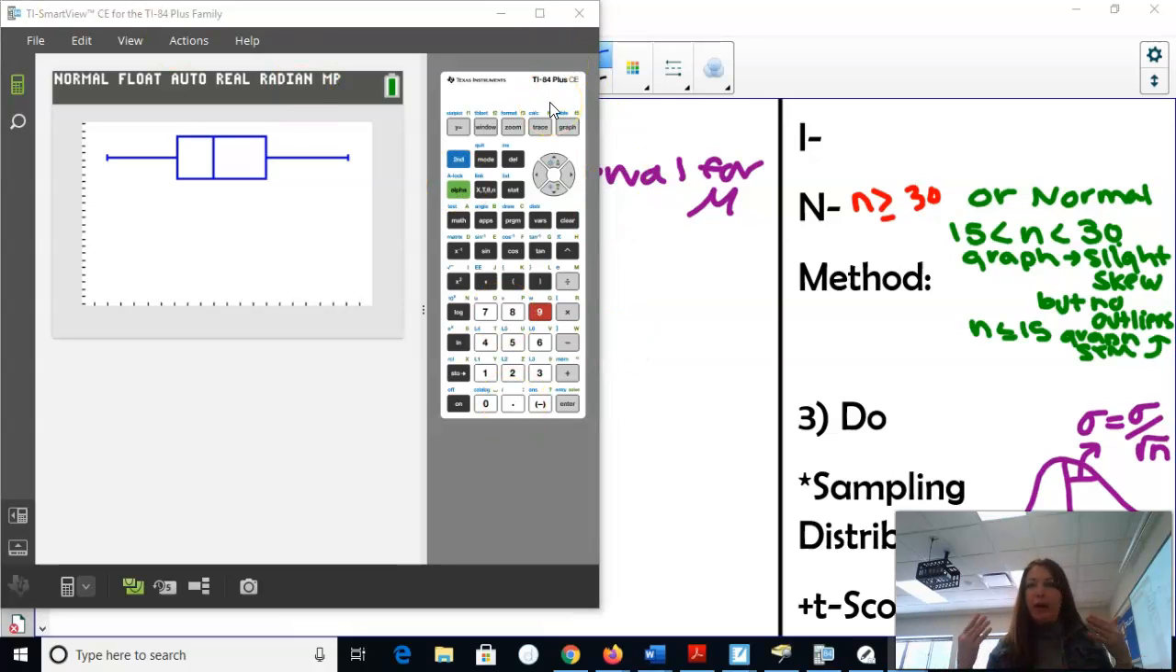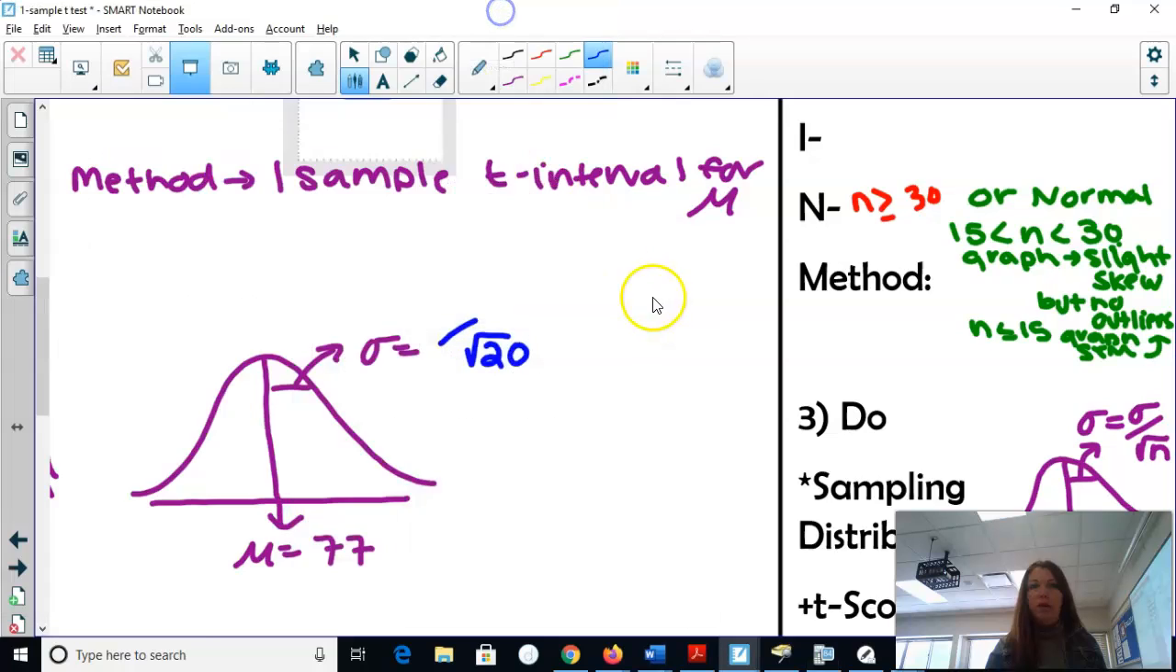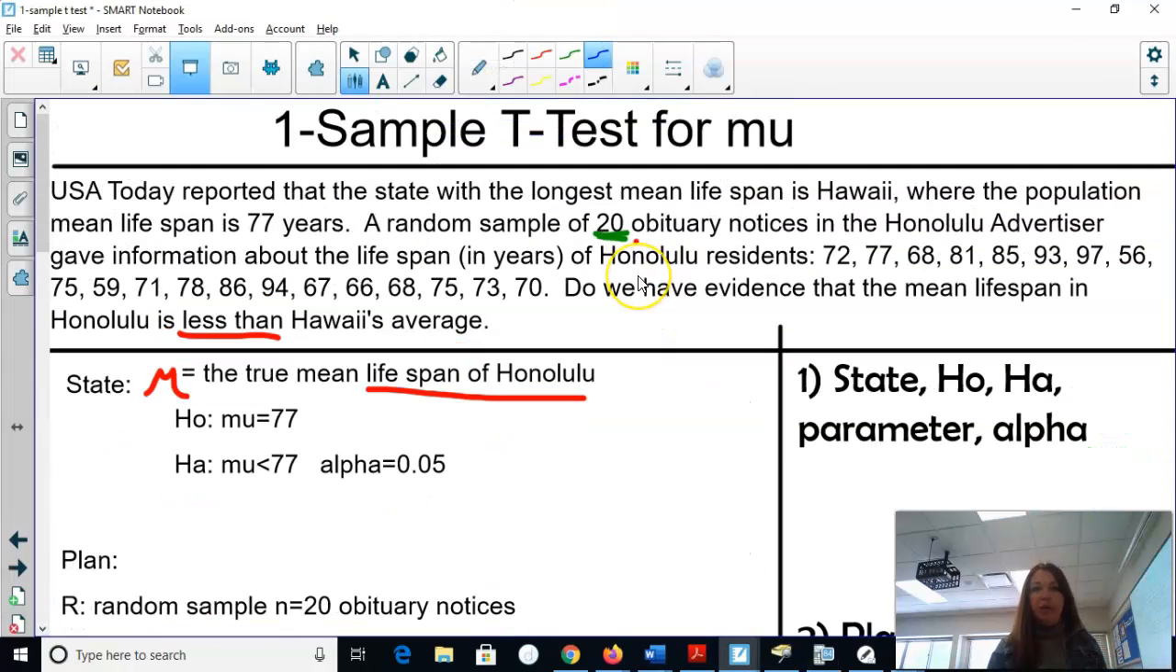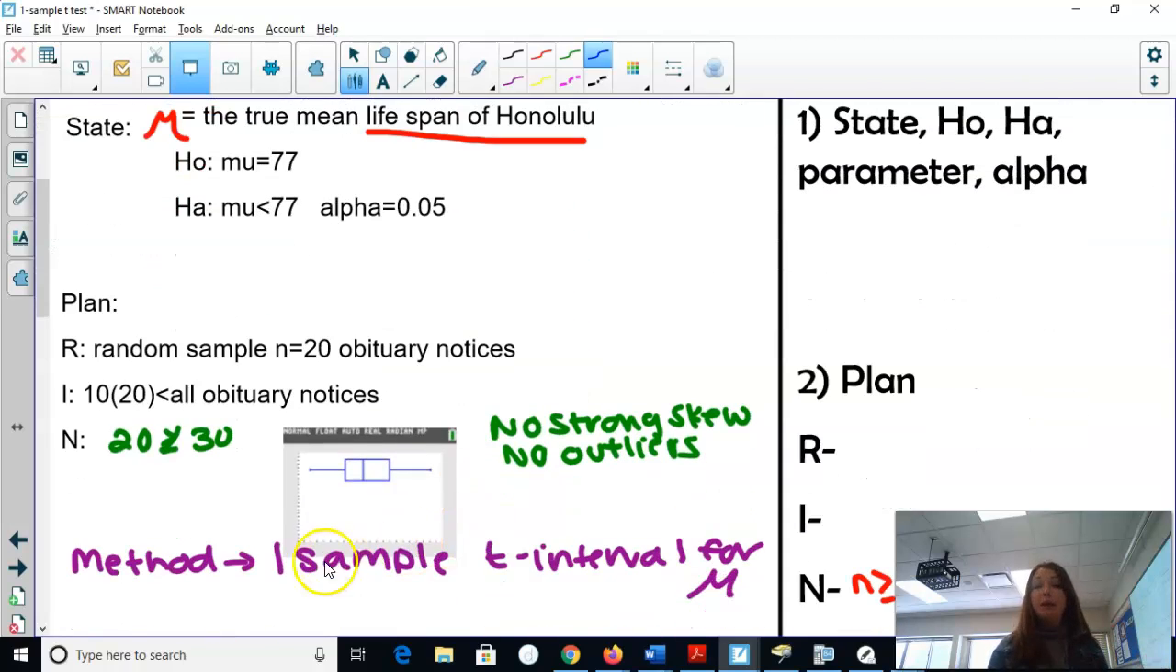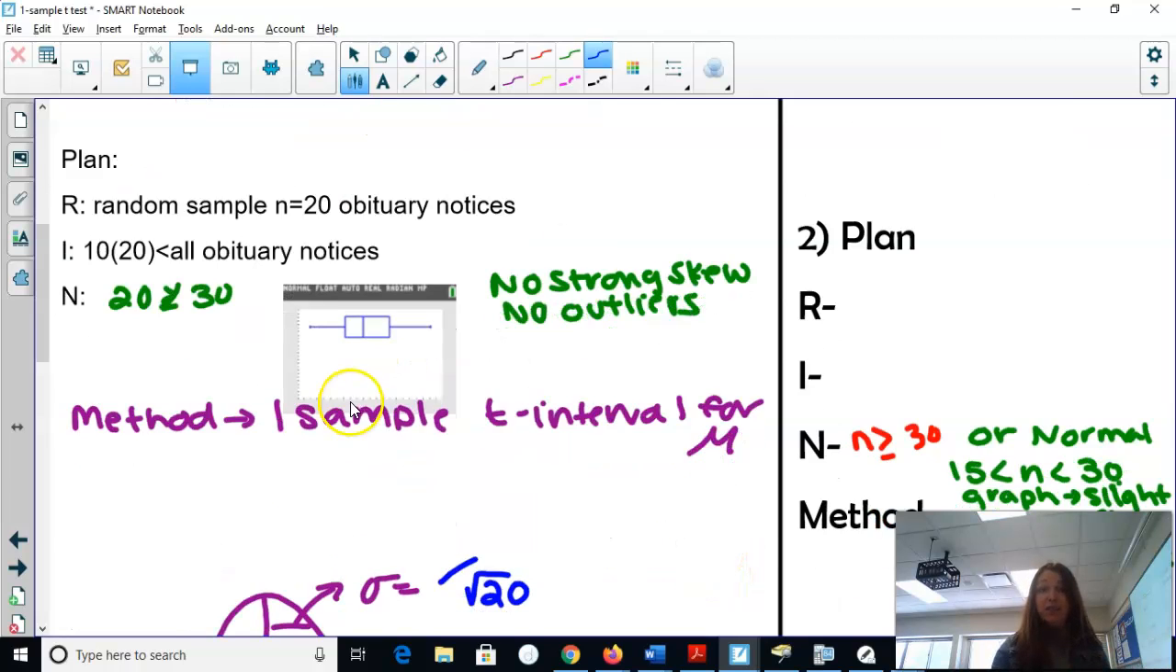Okay, so let's just remind ourselves, what are we doing here? There's a whole mess of stuff going on. Just as a quick reminder, because sometimes you can get kind of lost in all the noise, let's refocus. We know that the average lifespan for Hawaii citizens is 77. We're wondering if it's less than that in Honolulu. We want to do a one sample t-test for mu. We can do that because we've met our conditions.